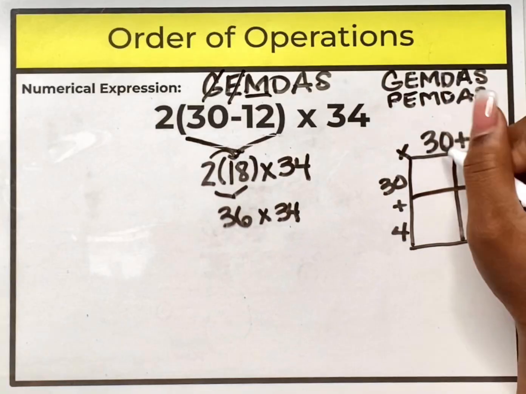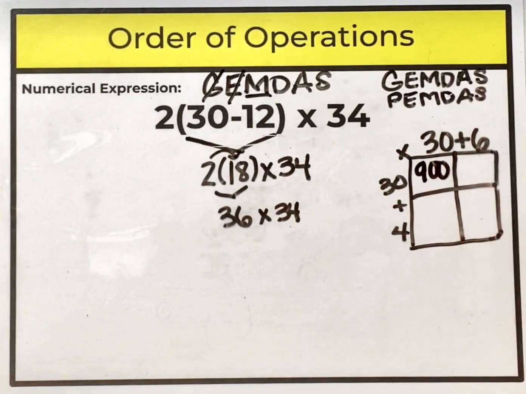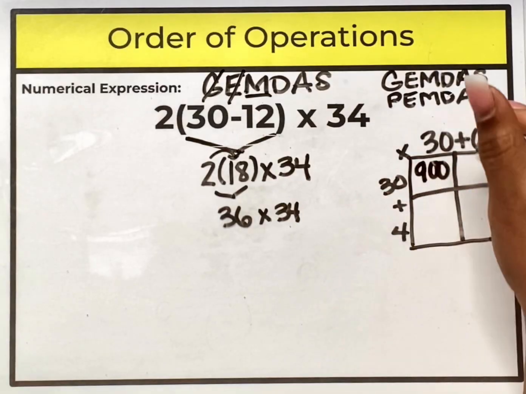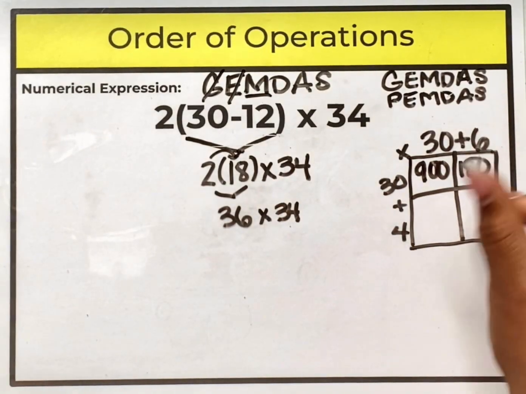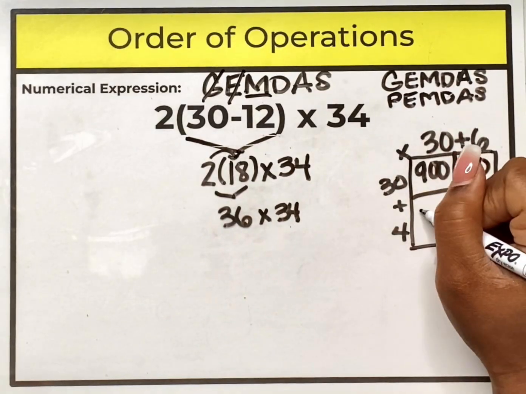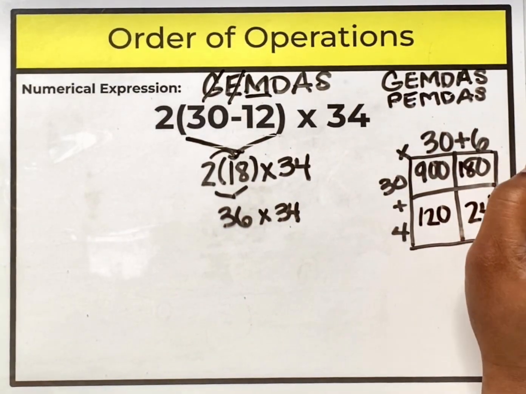30 times 30. 9, add 2 zeros. 900. 30 times 6. 6 times 3 is 18. Add a 0. 4 times 30 is 120. 4 times 6 is 24.